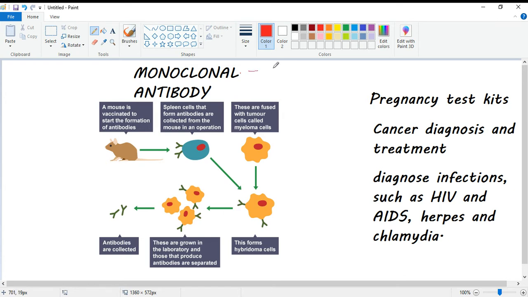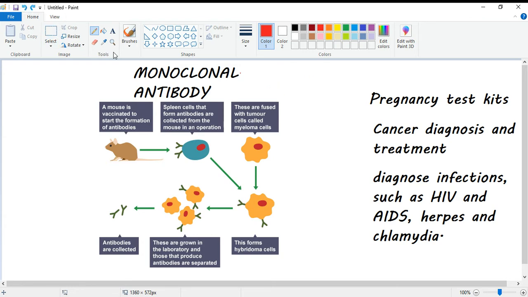Okay, mono means one, right? Mono means one, clonal means copy, right? Clone means copy, right? So monoclonal means copy of one antibody. Antibodies, we know, fight against the antigen, right? So this is the meaning of monoclonal antibody. Mono means one, clone means copy.